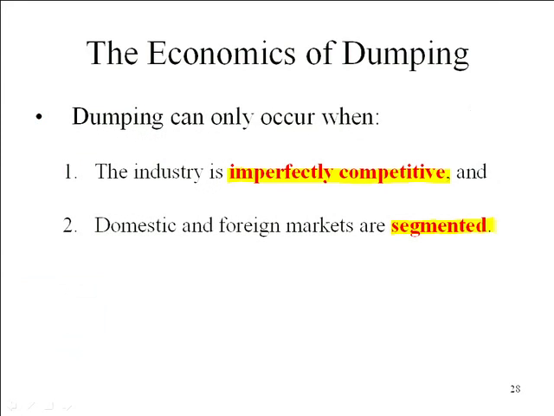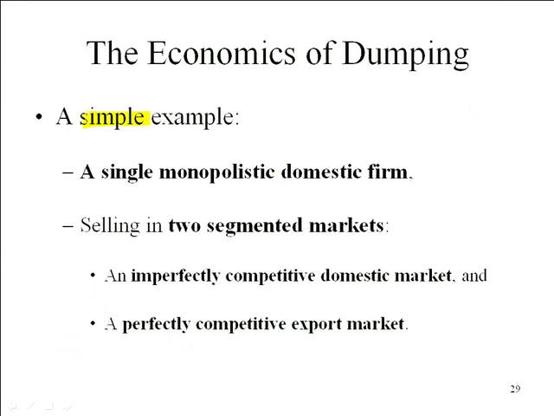So in this example, it says simple. I hope you will find this a simple example. I guess it's redundant to say a single monopolistic firm. All monopolistic firms are by definition single, right? So I should scratch that out. Okay, and we're going to have two segmented markets. An imperfectly competitive domestic market is also somewhat redundant. If we have a monopoly firm, we're by definition imperfectly competitive. But here we're going to make a slightly different assumption about the foreign market.